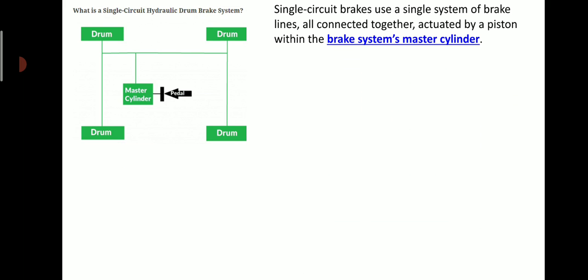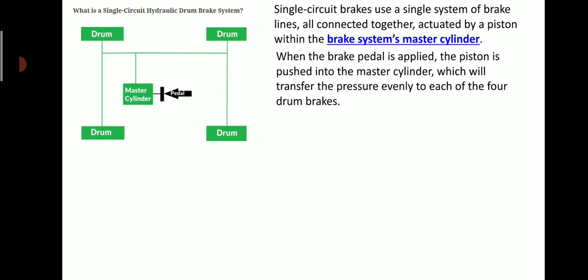So what is a single circuit hydraulic drum brake system? You will see 4 wheels having drum brakes, which are connected to the master cylinder. The master cylinder is connected to the pedal. Single circuit brakes use a single system of brake lines all connected together, actuated by a piston within the brake system's master cylinder. When the brake pedal is applied, the piston is pushed into the master cylinder, which will transfer the pressure evenly to each of the four drum brakes.